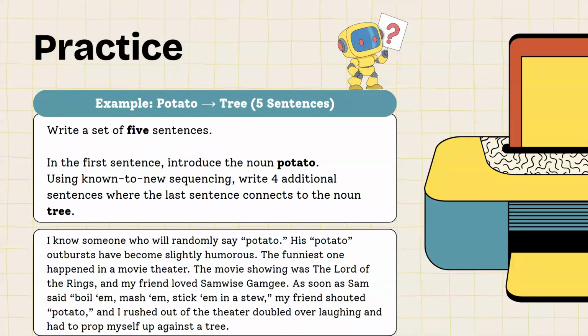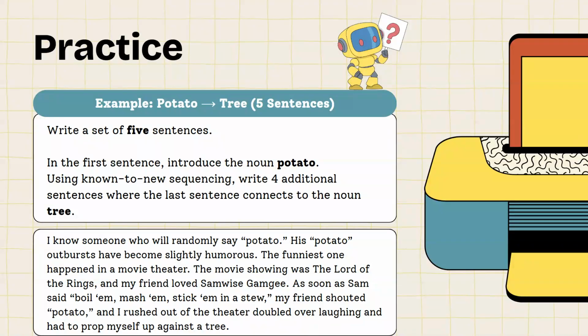So we have established Sam. He's not coming out of nowhere. He is there. We've already made him work into the sentence structure of this little paragraph, this little story. As soon as Sam said, boil 'em, mash 'em, stick 'em in a stew, my friend shouted potato. I rushed out of the theater laughing and had to prop myself up against a tree.